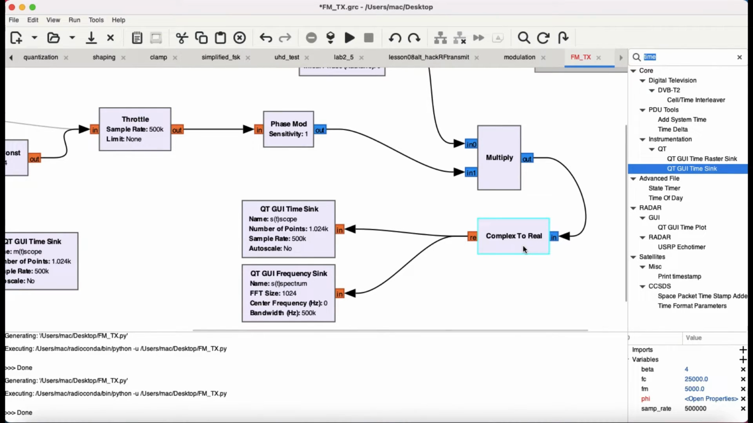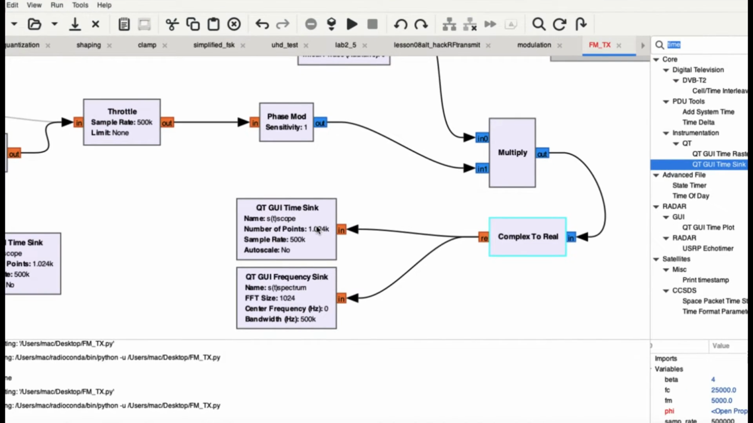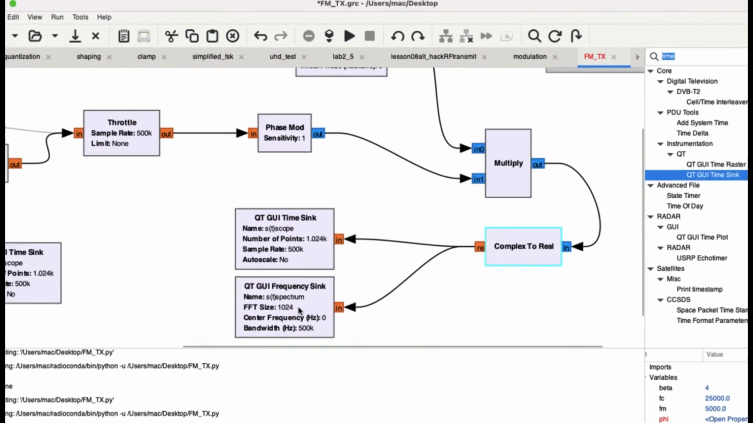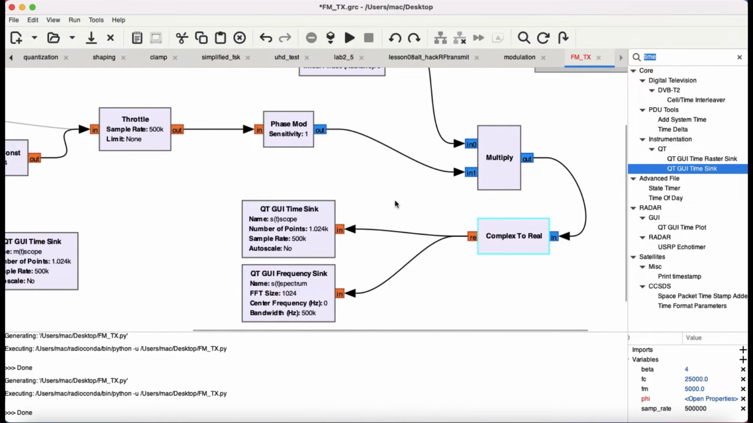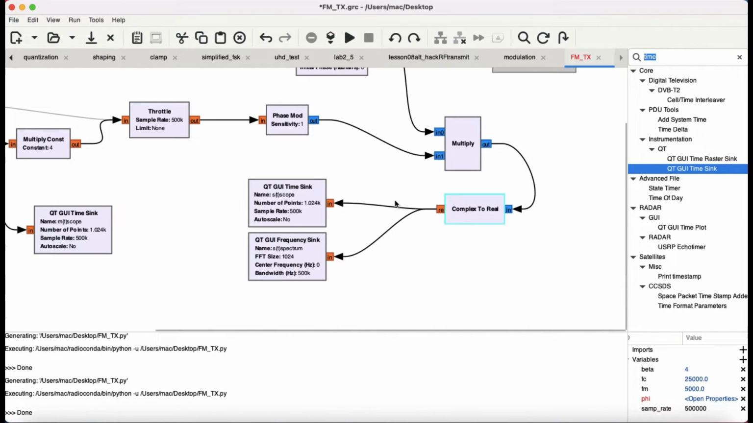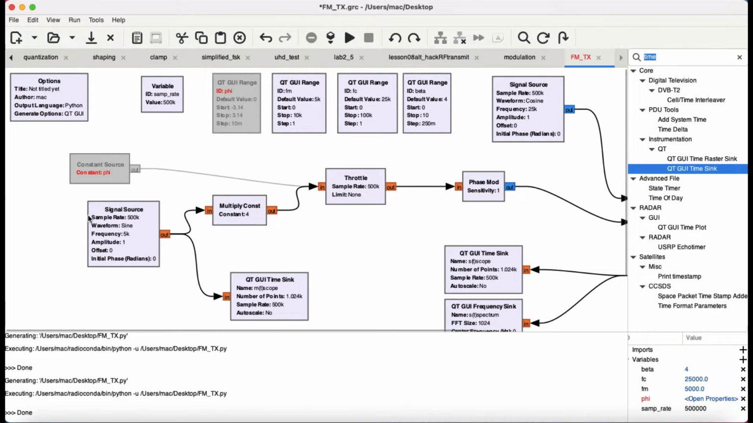So in order for me to change this format from complex to real, I'm using a block called complex to real block. And this complex to real block is giving me some real values, and I'm observing that on both my time domain and frequency domain block, as you can clearly see. That's all I'm doing.